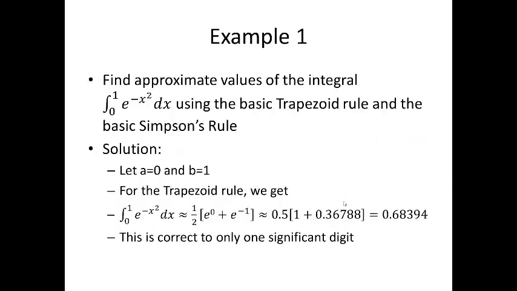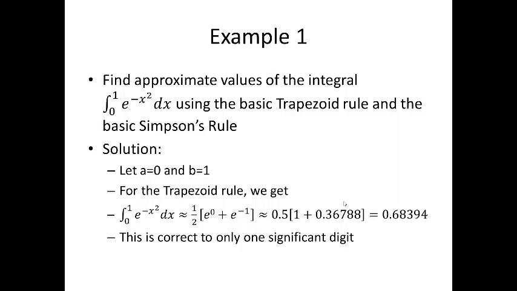So we want to find the approximate value of the integral from 0 to 1 of e to the minus x squared dx using the basic trapezoid rule and basic Simpson's rule. You'll recall this is one of those ugly integrals that we looked at before that's in some ways closely related to the error function. So for the solution, we let a equal 0, that's the lower bound, and b equal 1, that's the upper bound.